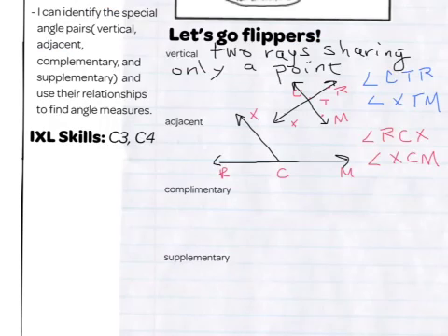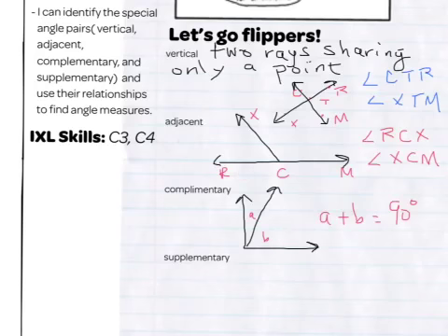The next is adjacent angles. Adjacent angles are angles that share a common ray. Okay, so if we look at our example, we see that RCX here is adjacent with XCM. Okay, now this pair of adjacent angles just happens to also be supplementary, but that is not always the case. The next set of angles we want to look at are complementary angles.